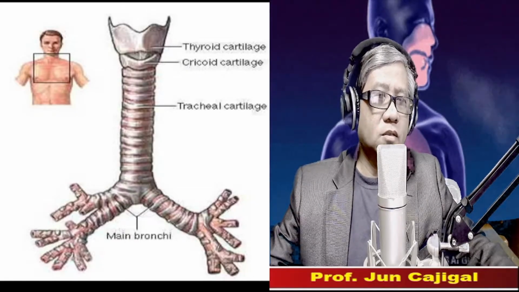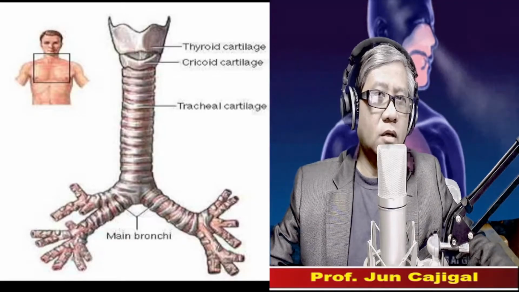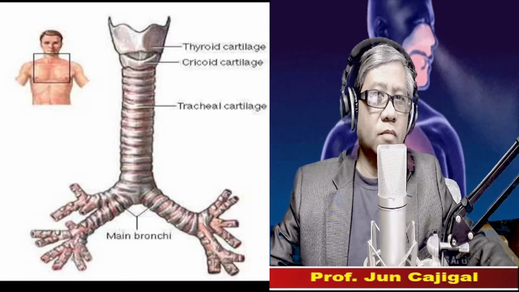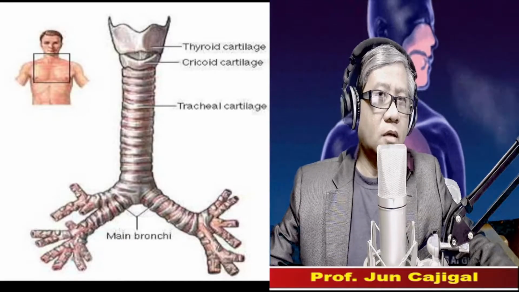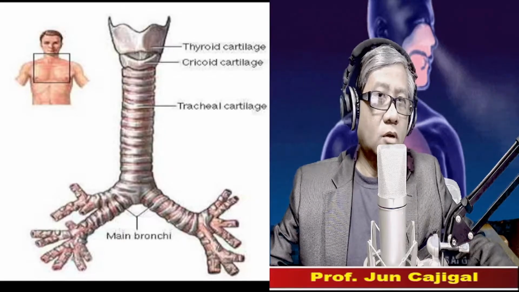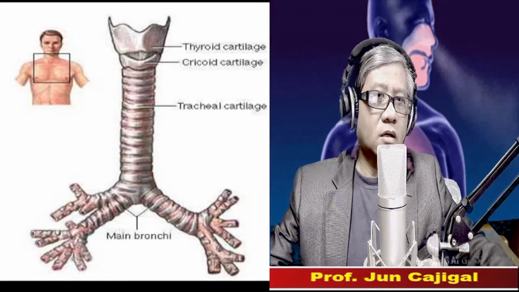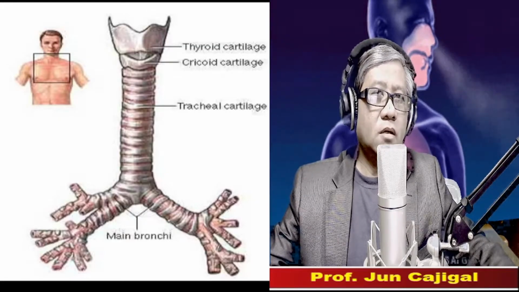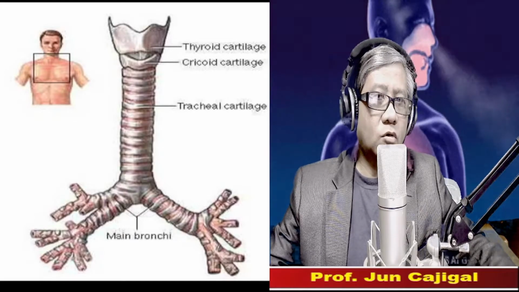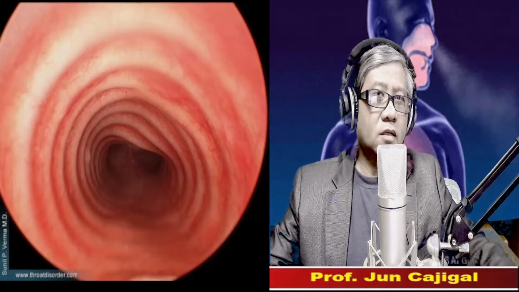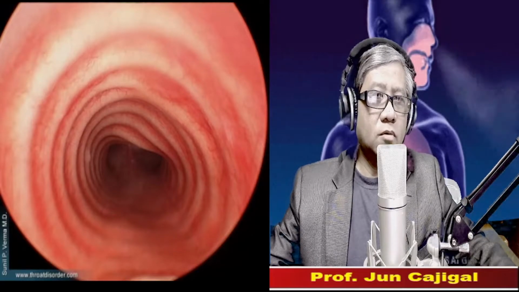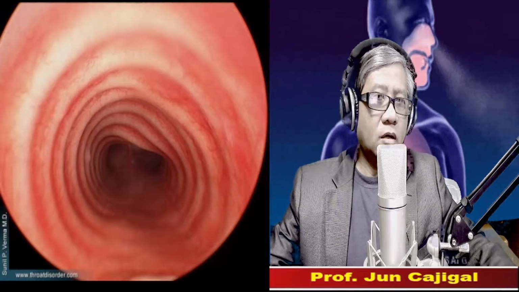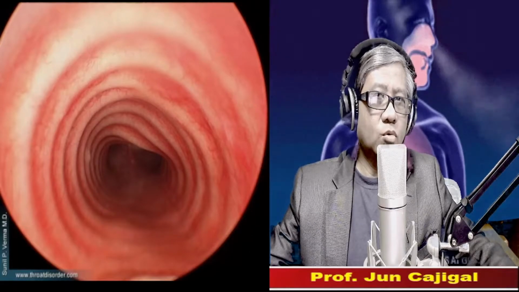And if you will notice in our illustration, the trachea is made of rings of cartilage. Near the larynx, you have the thyroid and the cricoid cartilage. And along the tube, you have those tracheal cartilages. The cartilage sees to it that the trachea won't collapse. And here is an actual endoscope photo of the inside of the trachea. And you will notice that inside the trachea, you have a layer of mucus.